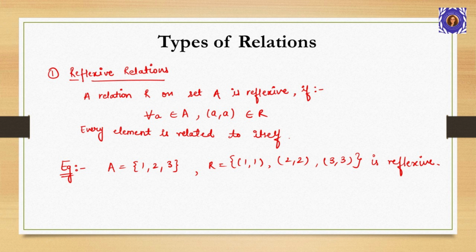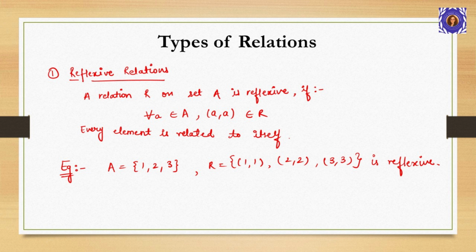A relation R on set A is reflexive if every element is related to itself. Formally, for all a in A, (a,a) belongs to R. Think about this intuitively. Consider the relation "is equal to" on the set of real numbers. Every number is equal to itself, so this relation is reflexive. Similarly, "is a subset of" on a collection of sets is reflexive because every set is a subset of itself.